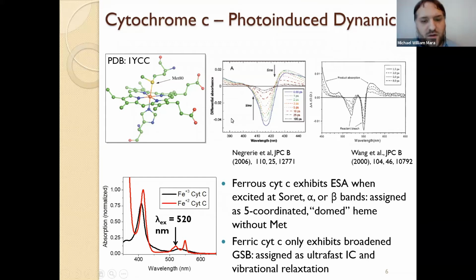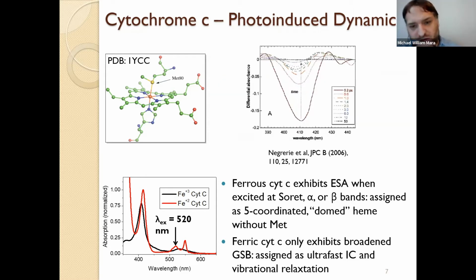Either way, when you photoexcite, in transient absorption you observe a strong ground state bleach along with a strong excited state absorption. This is the case when you pump at the alpha beta bands or at 400 nanometers of the Soret. Either way, that strong excited state absorption suggests that you've changed the structure of the system. Specifically, you formed a 5-coordinate high spin heme system.